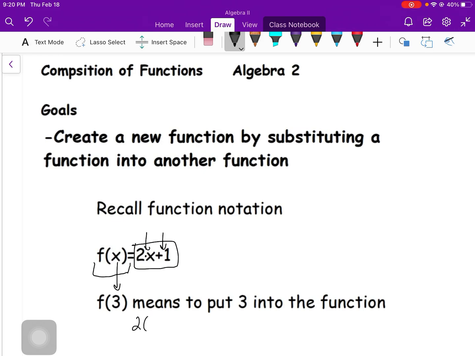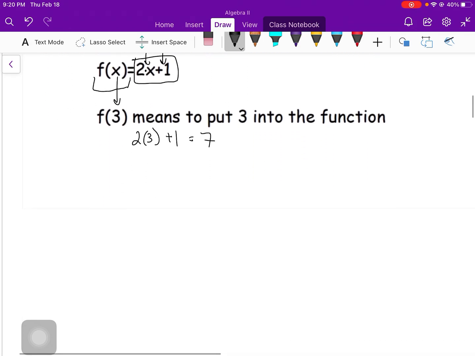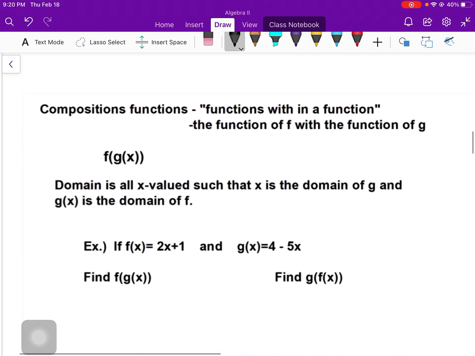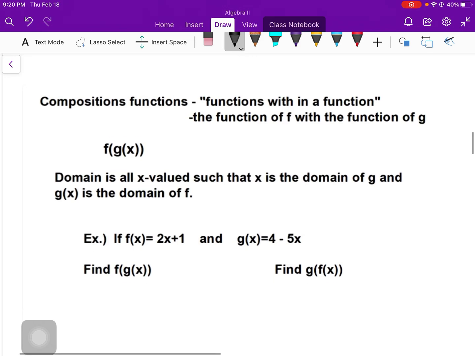So with function notation, if I replace the x with a number like, say, 3, that means that in my rule, I'd replace the x with that number 3, and multiply, add, and get 7. So f of 3 is 7. Well, with composition of function, instead of replacing x with a number, I'm going to replace it with another function. So f, and then inside of that would be a g.